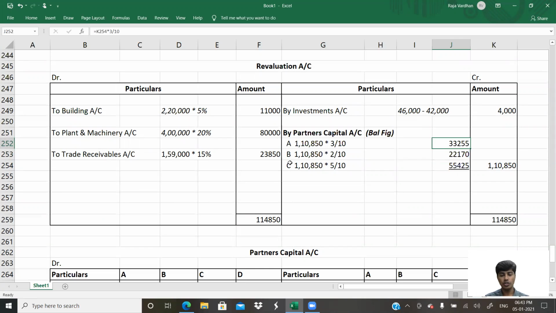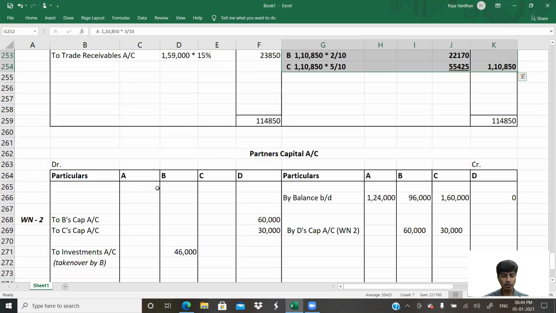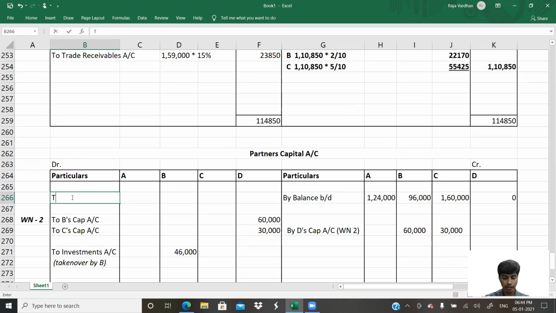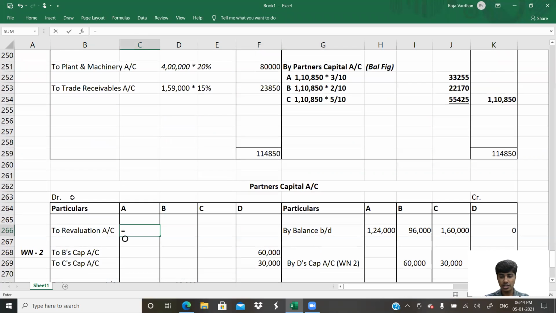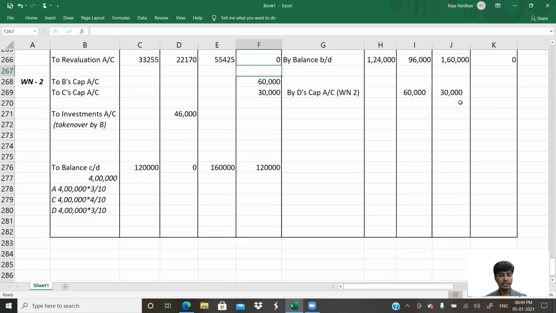Yes, these are the amounts. So what should we do? These should get posted to our partners' capital account. In the revaluation account, we have written it as credit. In the partners' capital account, it will come as debit. What will I write here? Write here, to revaluation account. What is the amount? A is 33,255. What about B? B will be 22,170. What about C? C will be 55,425. What about D? D will not get any revaluation loss. Yeah, that's it.